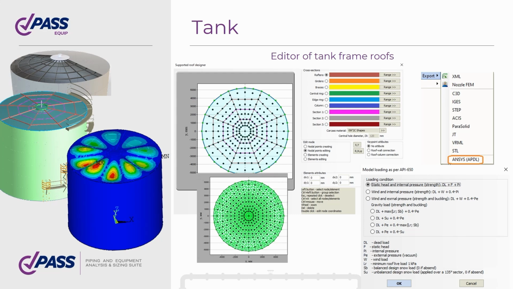PassEquip has a frame roof editor that allows you to create not only a finite element model, but also loads in accordance with the requirements of the standard API 650. Then, through export, a file is created for reading in the ANSYS program, in which strength and stability are calculated. Currently, our group is developing an internal solution to such a problem without involving external programs.